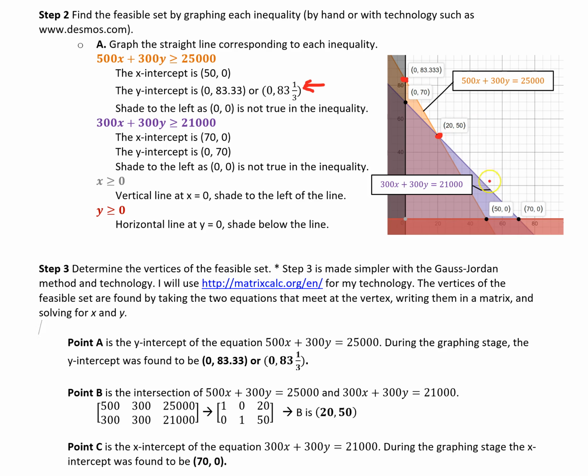And the third point or vertex for my feasible region is down on the x-axis at the ordered pair (70, 0). And that is found by looking back at our work with the purple line, and we see that the x-intercept was (70, 0). So I have point A, which is either (0, 83.33) or (0, 83 and 1/3), which I'll use the 1/3 to be accurate. Point B, which is (20, 50), and point C, which is (70, 0).